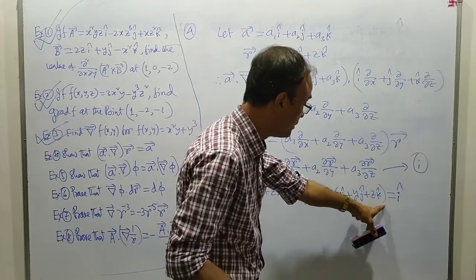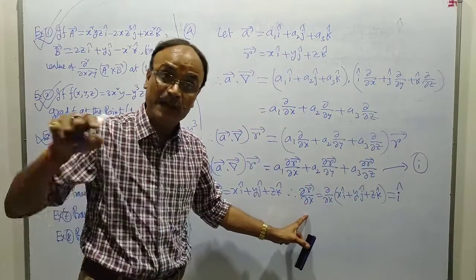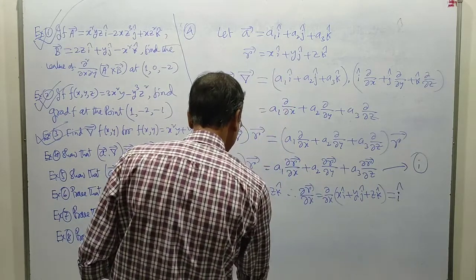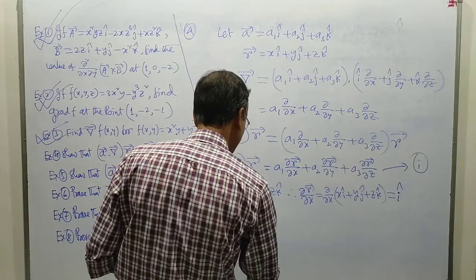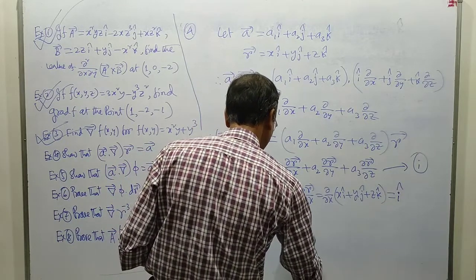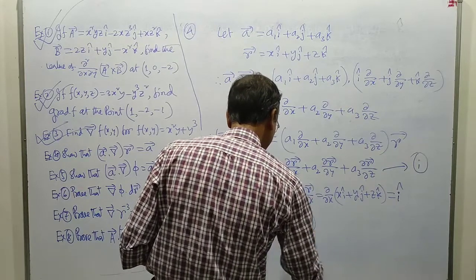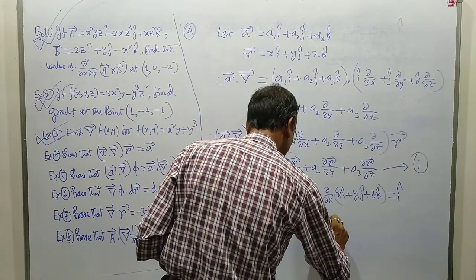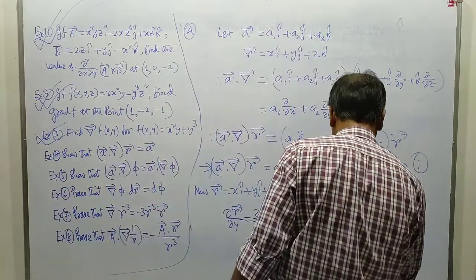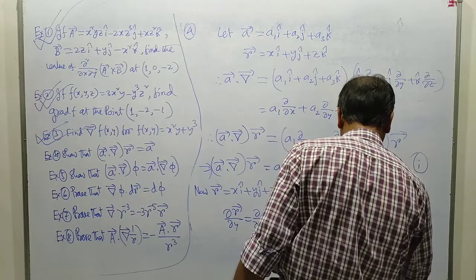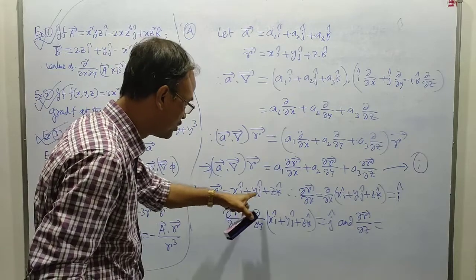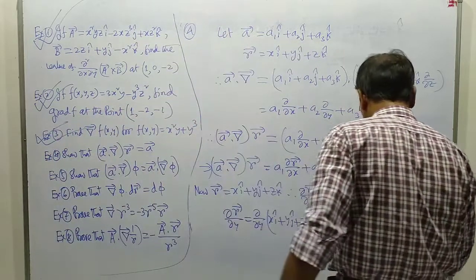It will be 0, since we are differentiating partially with respect to x. Similarly, ∂r/∂y = ∂/∂y of (x i cap, y j cap, z k cap). This is simply equal to j cap, and the other terms will be 0. And ∂r/∂z will be, with respect to z differentiation, the others are 0, and it is k cap.